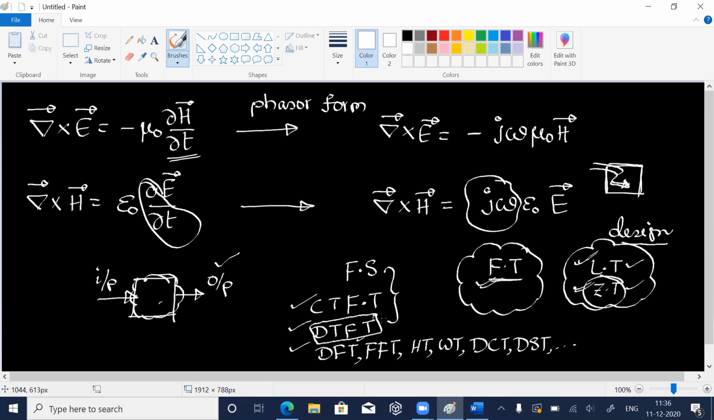Anyways, I'm not dealing with these things for your semester. It's a very interesting part, but without knowing these things, if you learn Fourier series, Fourier transform, all the stuff, what is the use? There is no use, please.